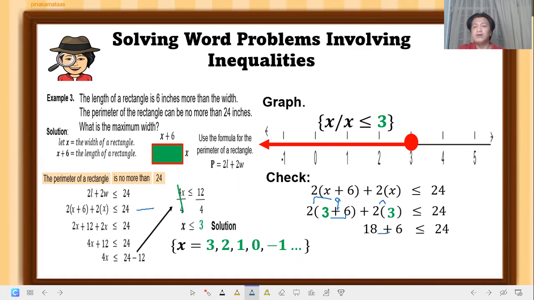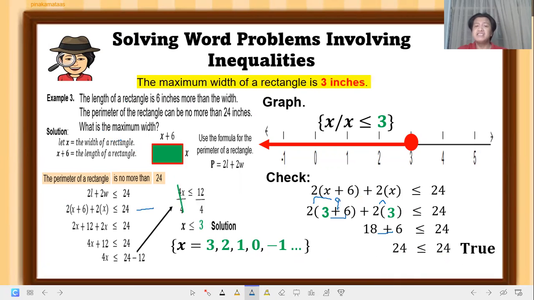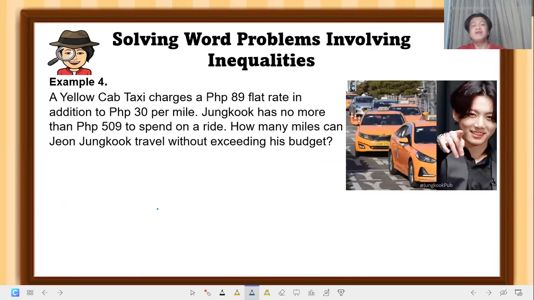When we add this, 18 plus 6, that is 24, which is less than or equal to 24. Meaning to say, that is true, because 24 is equal to 24. So, what is the maximum width? That is the question in the problem. So we can say the maximum width of the rectangle is 3 inches. Okay? With that, let's have number 4.